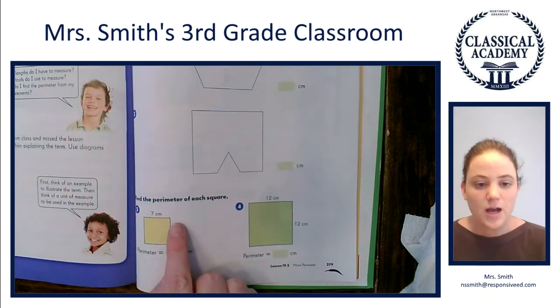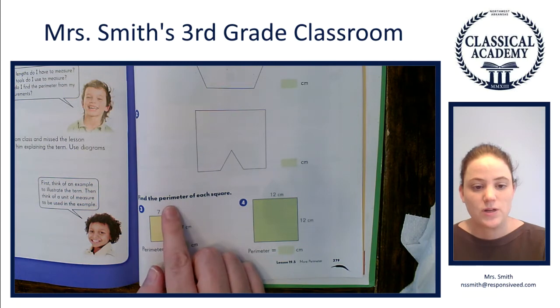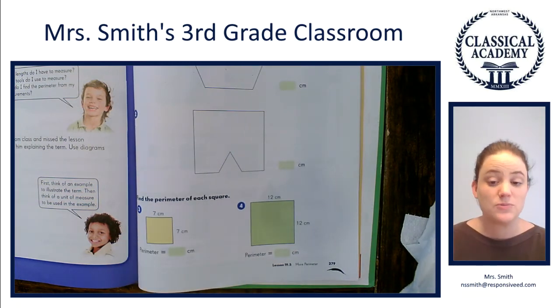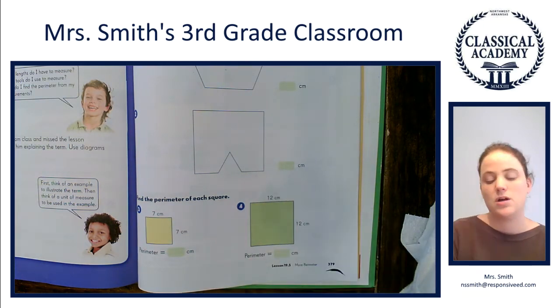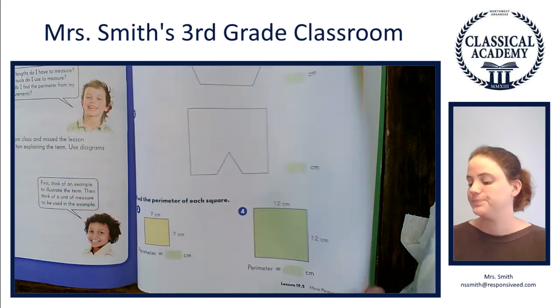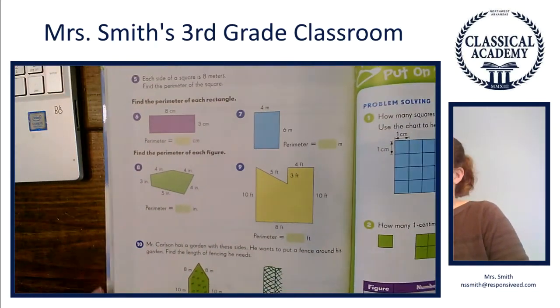Down here on the bottom, if you added these up, the perimeter would be 28, because 7 times 4 is 28: 7, 14, 21, 28. Over here 12, because 12 times 4 is 48, or 12, 24, 36, 48 centimeters. The last few on the Let's Practice.